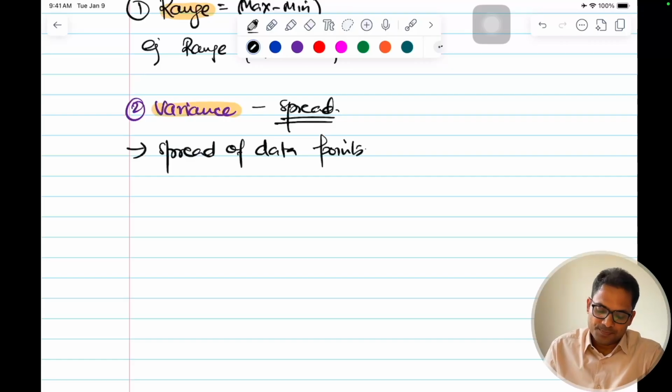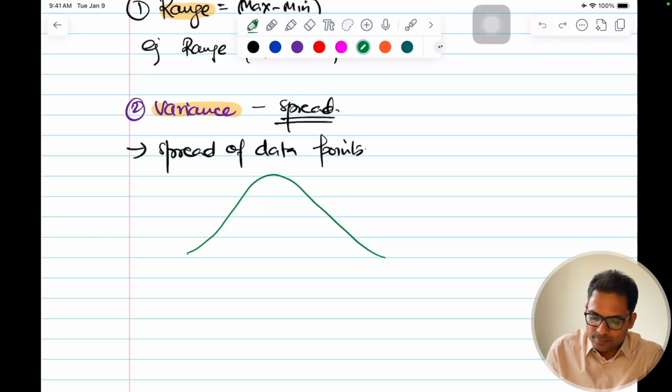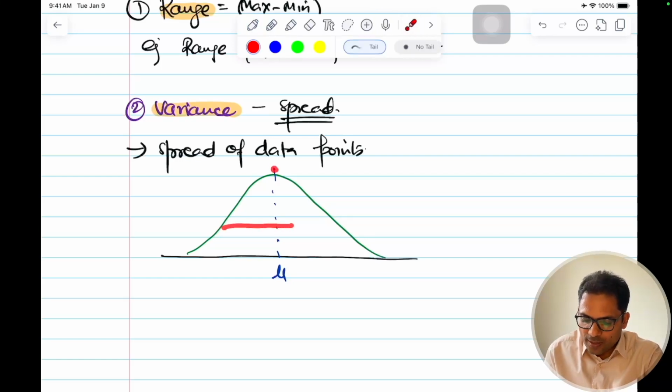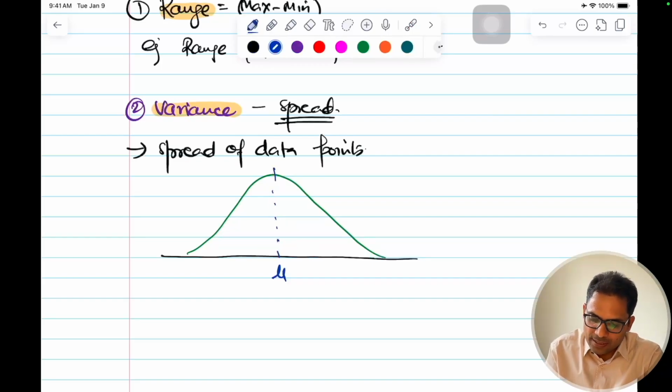So we have the mean. Say for example, we have a normal or a Gaussian distribution, and we have the mean here. So this is how far a data point is from the mean, the distance. For example, if this is the mean and my data point is here, say my data is x here, there is some distance between the mean and the data point.